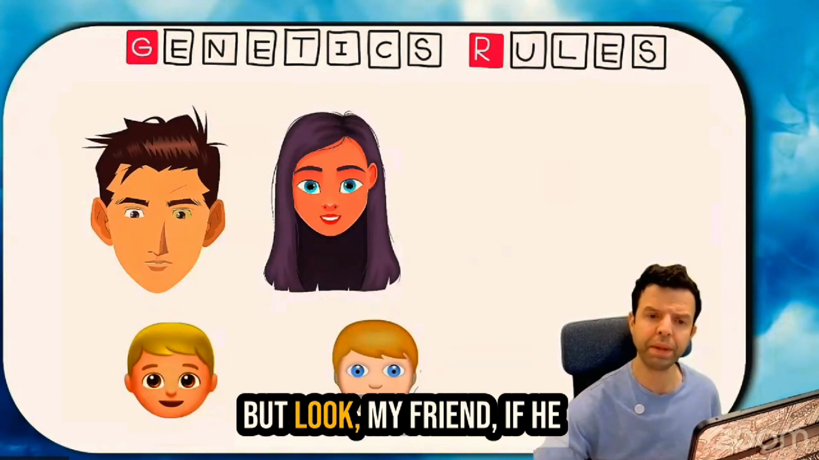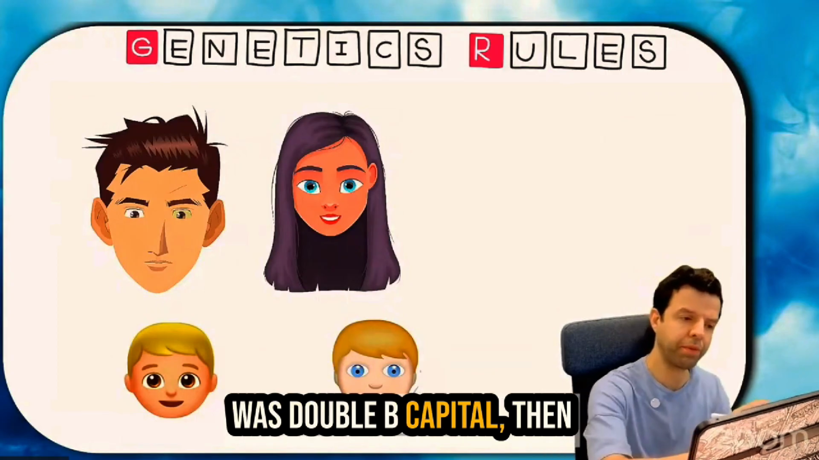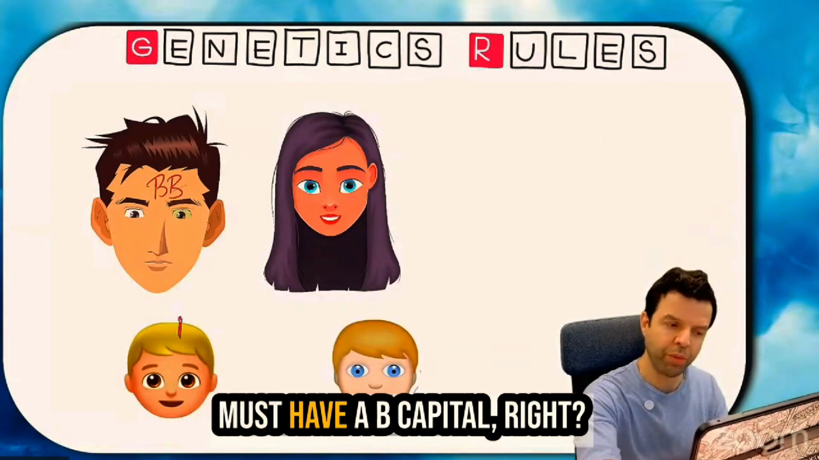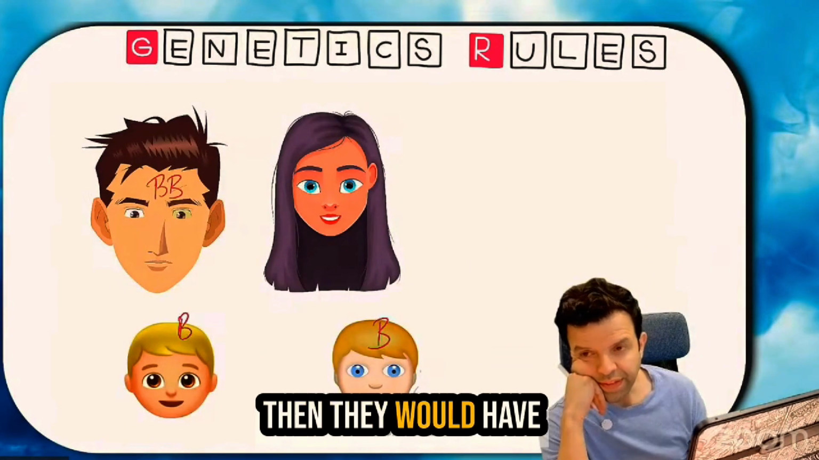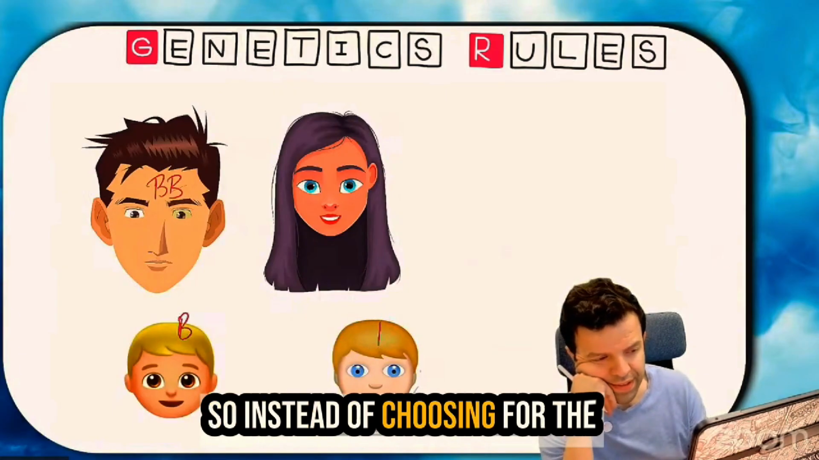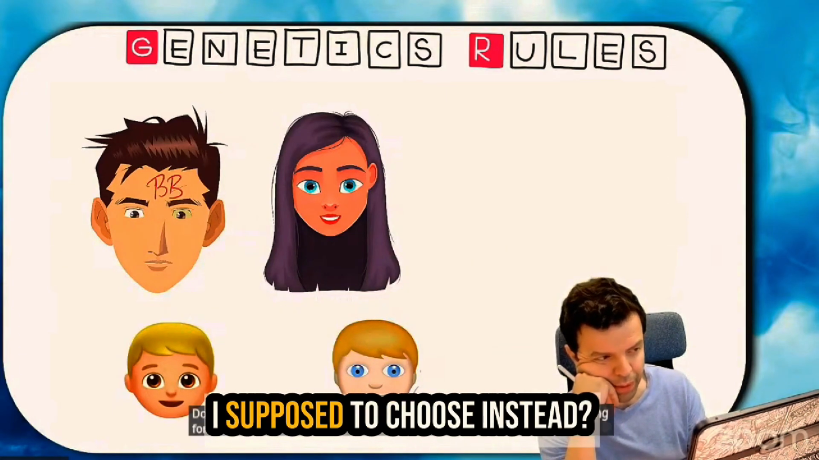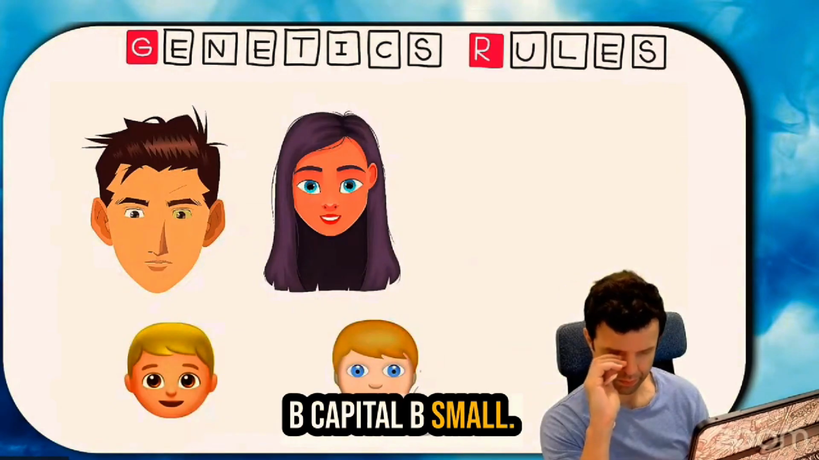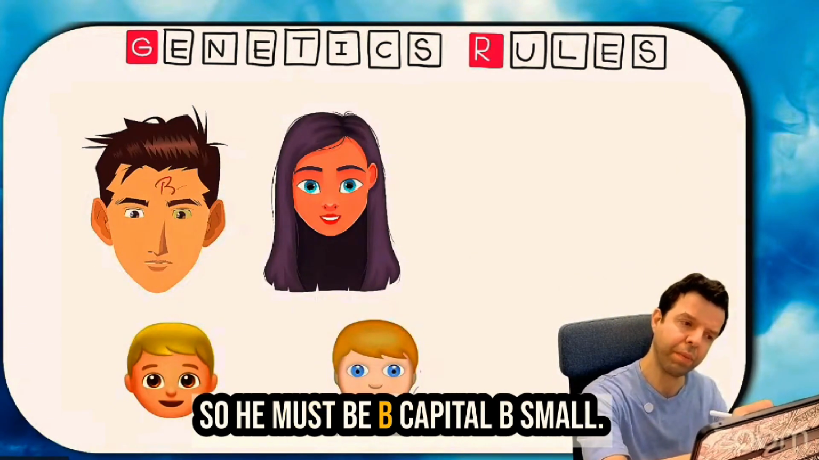B capital and double B small. That's a good try. But look, my friend, if he was double B capital, then every one of those children must have a B capital, right? Don't you agree? Then they would have been both brown. So instead of choosing for the dad double B capital, what am I supposed to choose instead? B capital B small. It must be that way, right? So it must be B capital B small.